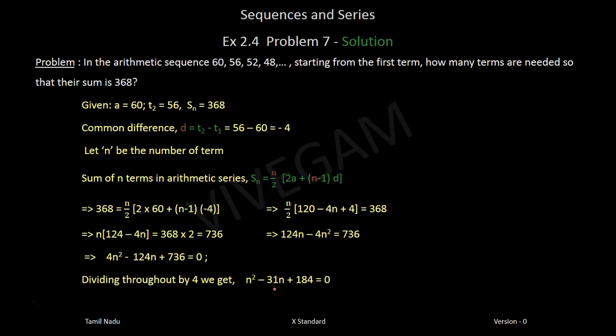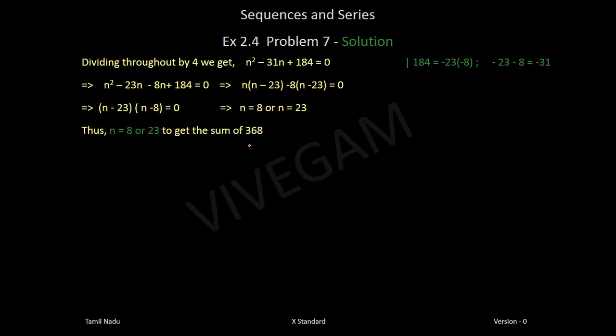So this is a quadratic equation. We need to solve this to get the value of n. I'm carrying forward the last step for easy continuity. Now 184 needs to be factorized because the constant is 184 and the coefficient of n square is 1. So we need to find the factors of 184 in such a way that when you add or subtract, you will get minus 31.